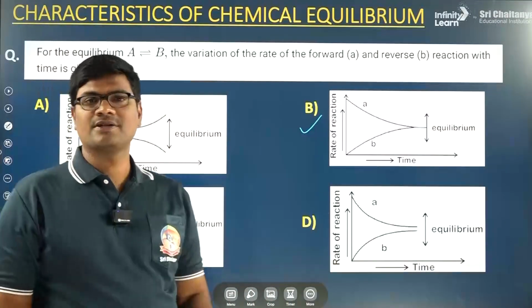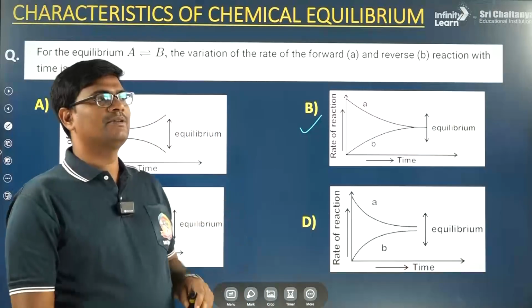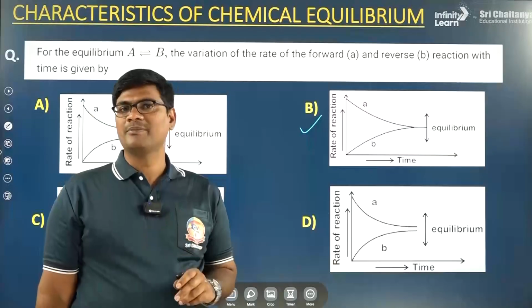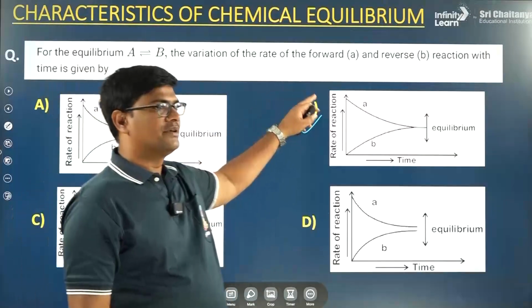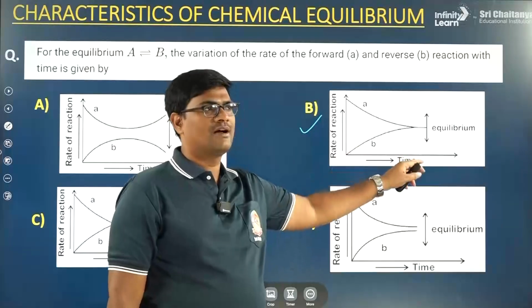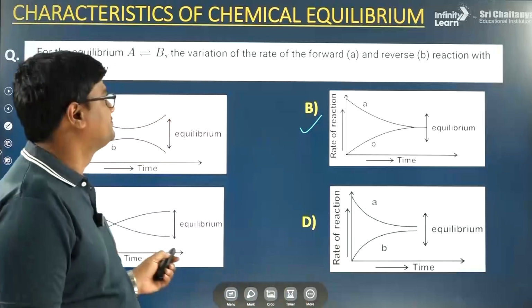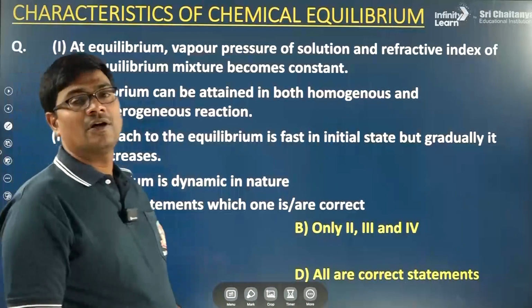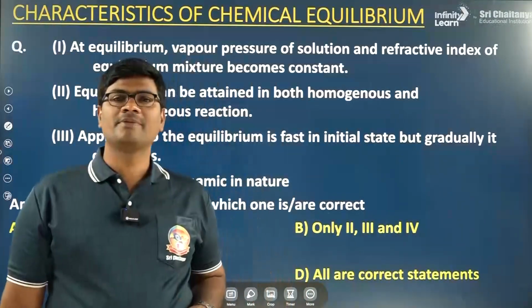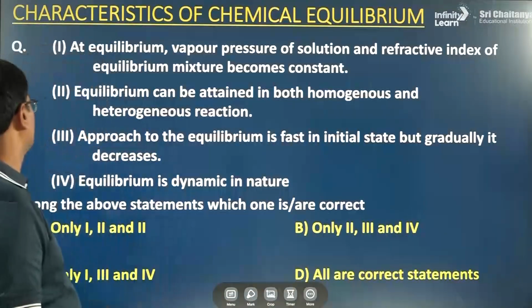This is a simple question, and we can expect this in NEET also, because the graphs may be a little confusing, but keep in mind that at equilibrium, the rate of forward reaction and rate of backward reaction become equal. Let's go for the next question. This question is also about characteristics of chemical equilibrium. It is a theoretical question. Let's see the statements mentioned here.